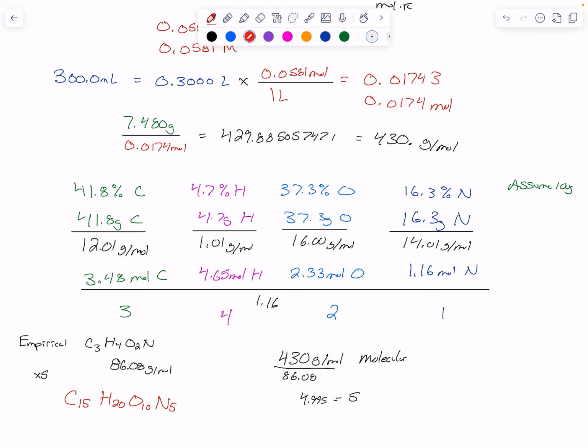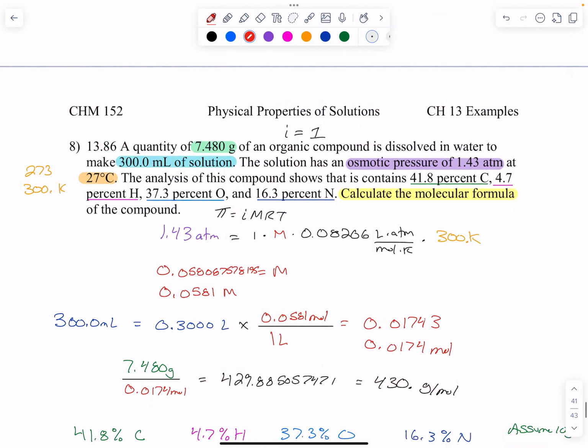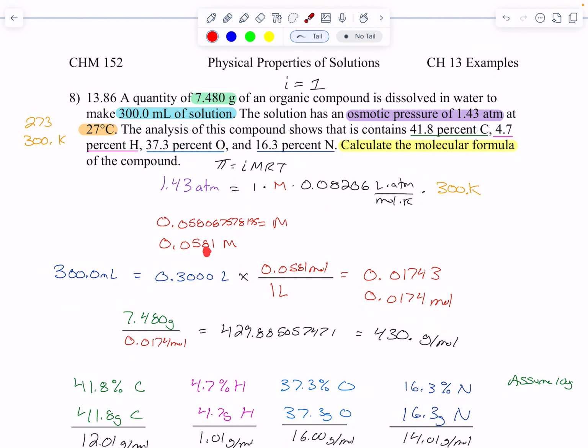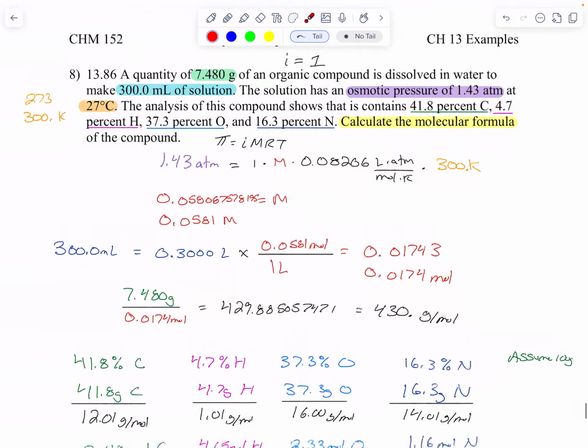Let's recap. What do we do here? We took our organic compound and the osmotic pressure. We used the osmotic pressure formula, 1.43 atmospheres. We knew i was 1 because it's an organic compound. Found the molarity, got R, and got the temperature in Kelvin. Once we found the molarity, we had the amount of solution. We made it liters, and times the molarity gives us moles. We had the grams, so grams divided by moles gives the molar mass of the compound.